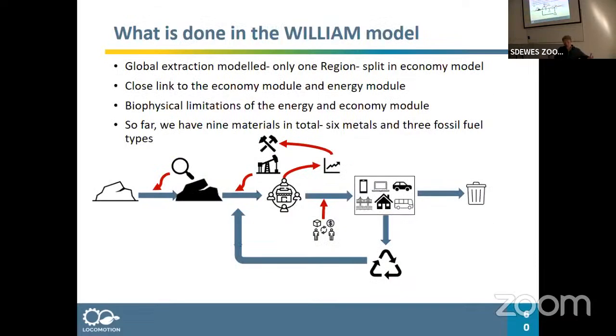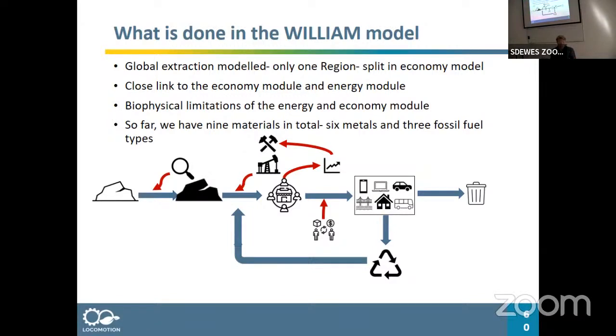So I want to explain what we do in WILLIAM. In WILLIAM, we have a high separation at regional levels, but the material extraction we do at a global level, so only one region is modeling the global production of the materials. And we have a close link to the economy and energy module. The split-up into the different regions is done in the economy model. So we say we produce 20 million tons of copper, but then the economy model has a resolution of the different regions and the different sectors, and these production shares get assigned to different parts of the economy in different regions.